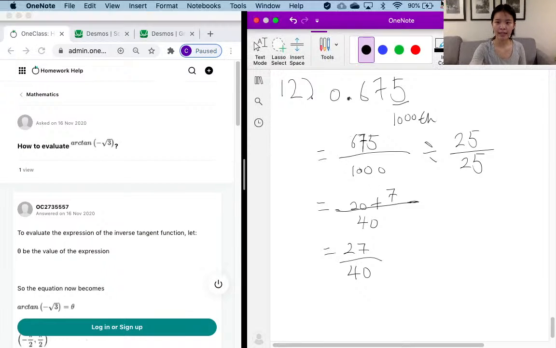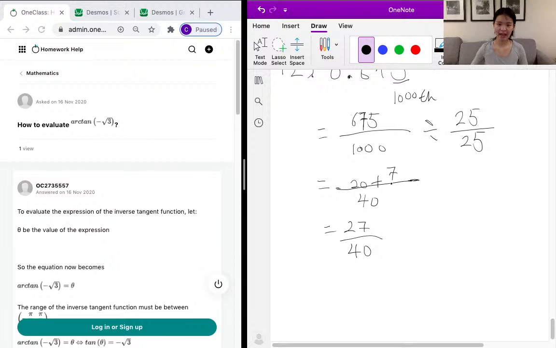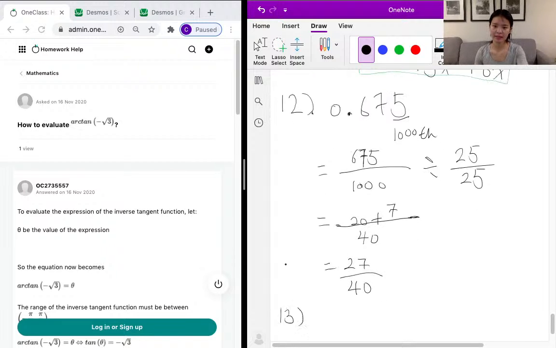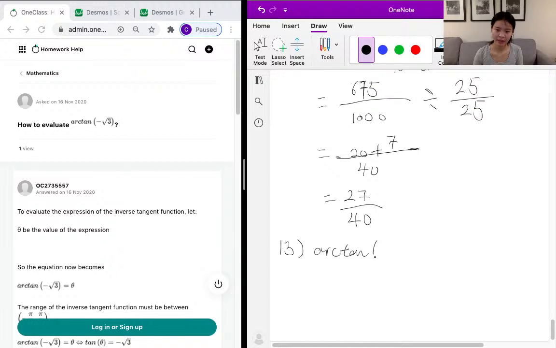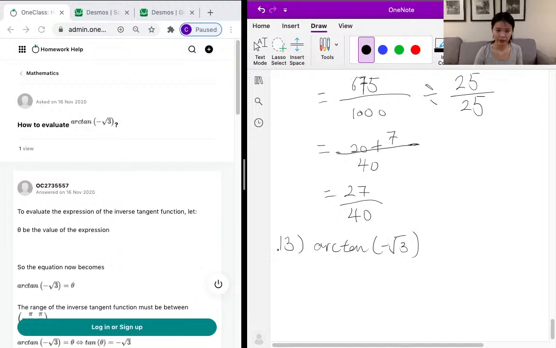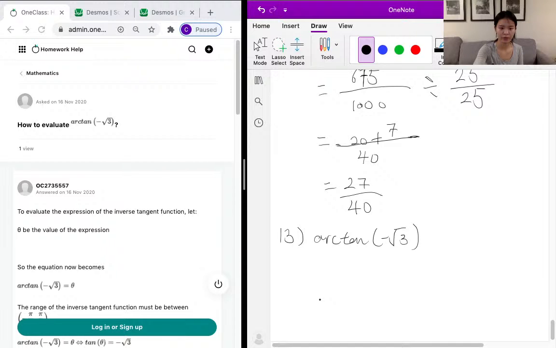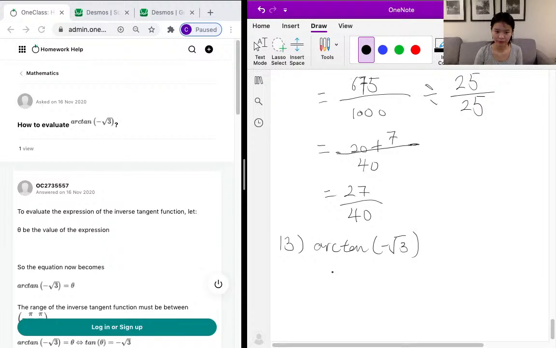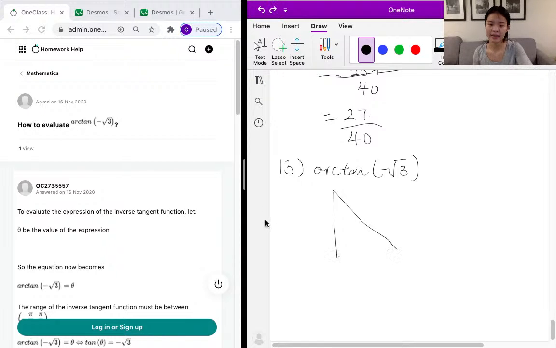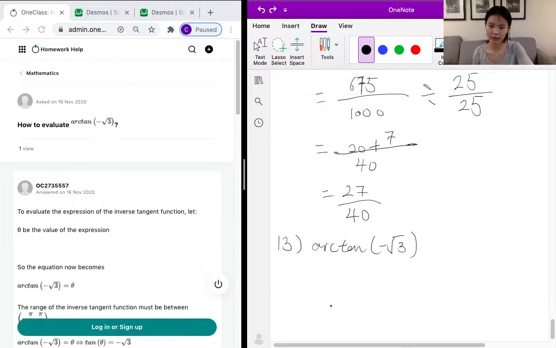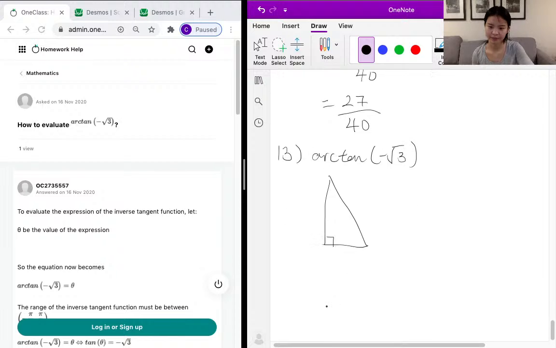Cool. Our next problem asks us to find the value of arctan of negative root 7. So problem 13 here asks us to find the value of arctan of negative root 7. In order to find it, first we need to find our reference angle. So let's do a reference angle. We know the special triangles, and in this case, we know the special triangle that has root 3 here. So let's just draw that special triangle that has root 3 as one of its sides. Okay?